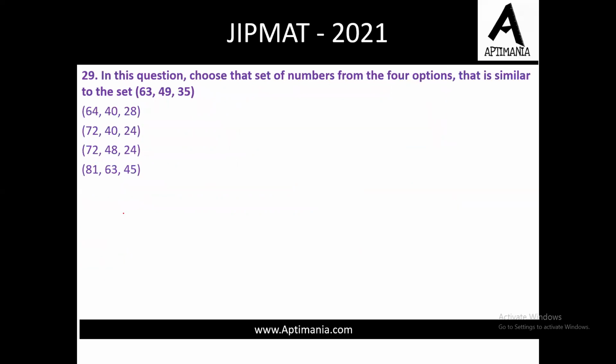In this question, choose the set of numbers from the 4 options that is similar to the set. Now the set given to us is 63, 49, and 35. Again, a very easy question. All these numbers are multiples of 7. So this is basically 7 into 9, 7 into 7, and 7 into 5. So if we take 7 common, we will be left with 9, 7, and 5. Now 64, 40 and 28, I think only 4 is common.